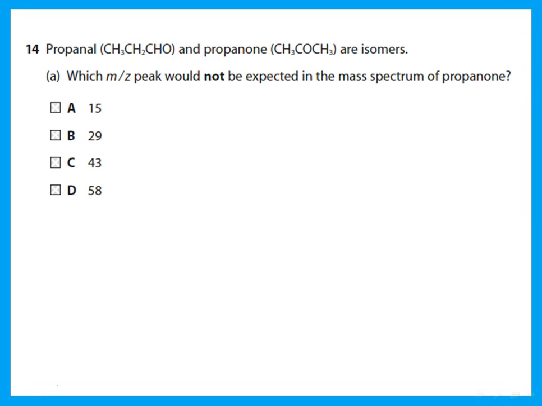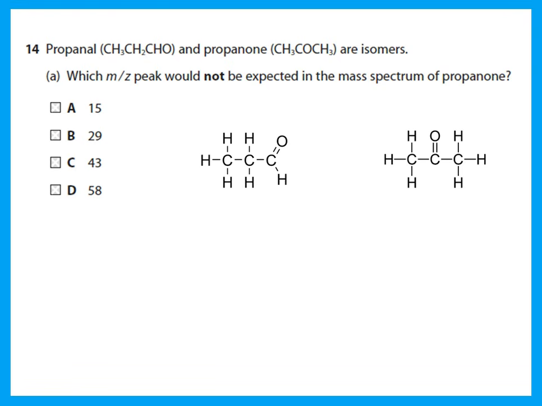Propanal and propanone are isomers. Which m/z peak would not be expected in the mass spectrum of propanone? Okay, let's take a look. You should realize that propanal is an aldehyde. Propanone is a ketone. Now, when we do the mass spectrum, we look at the different fragments, and he's saying which fragment will not be in the mass spectrum. Well, if we look at choice A, it is 15. 15 is just the CH3 group on the end, so both of them have the CH3 group. He's looking for which one you will not find in the propanone.